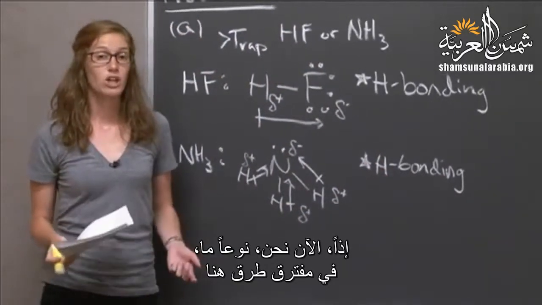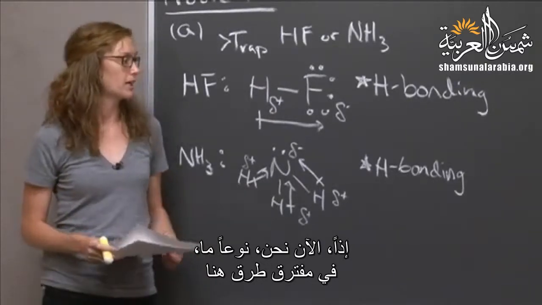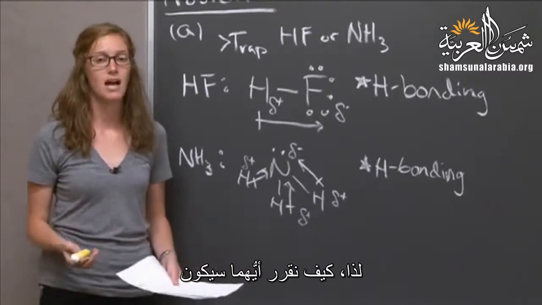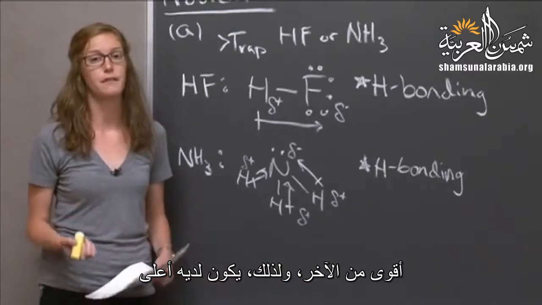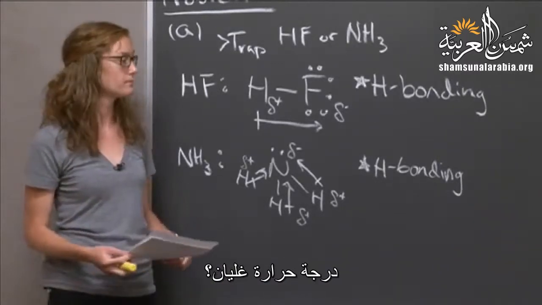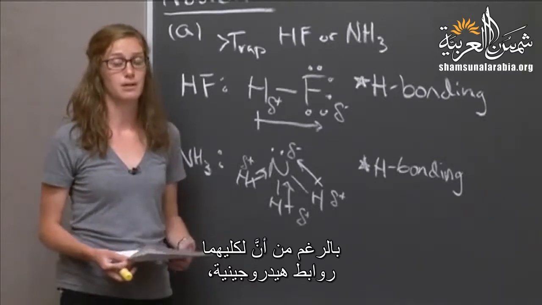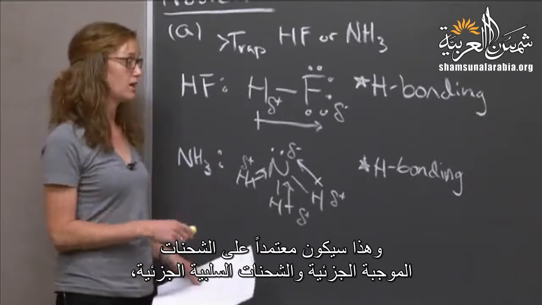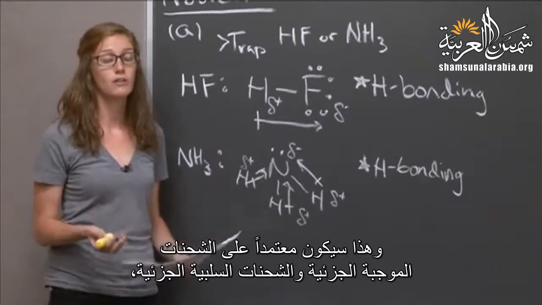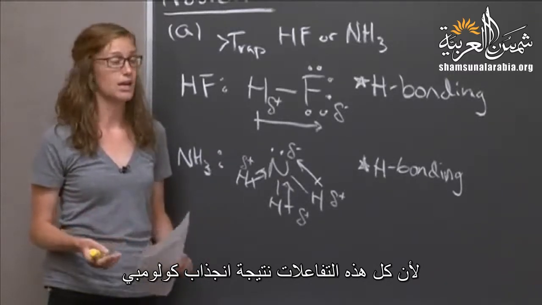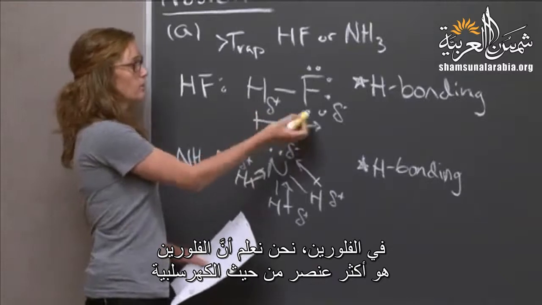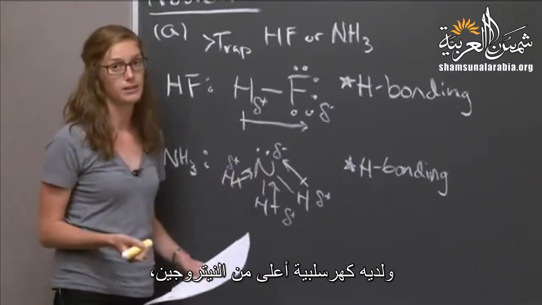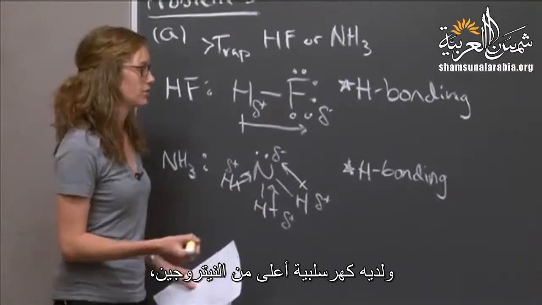So now we're kind of at a roadblock here. Both have hydrogen bonding, which is the strongest intermolecular bond. So how do we decide which one is actually going to be stronger than the other and therefore have the higher boiling point? Well, even though they're both hydrogen bonds, they will have a difference in strength. And that's going to depend on the partial positive and partial negative charges, because all of these interactions are due to Coulombic attraction. In fluorine, we know that fluorine is the most electronegative element and has a higher electronegativity than nitrogen.